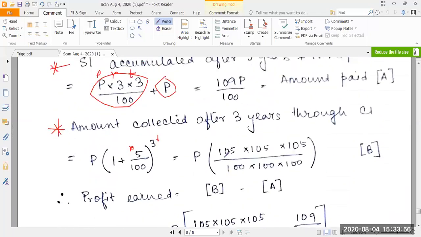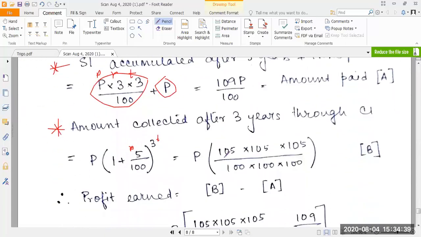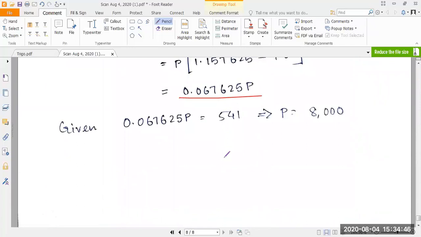So what the man did was, he took a loan of 8,000 at simple interest at 3% per annum. And he lent the same amount, 8,000, to somebody else at 5% per annum compound interest. So he increased the rate of interest from 3% to 5%, and he changed the simple interest to compound interest, but the principal amount 8,000 remains the same. So he took a loan of 8,000, lent the same amount to some other man, and made a profit of 541 in 3 years. That was the scheme the man used to earn money. So you see, that's an interesting way of putting simple interest and compound interest together, merging them both into the picture.